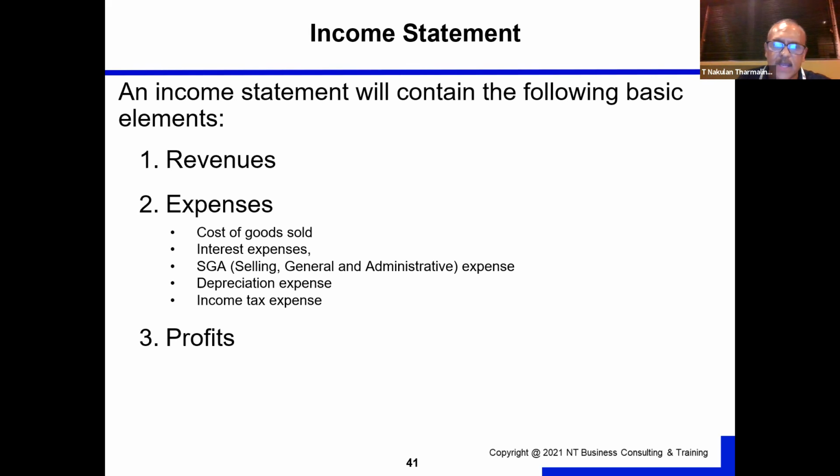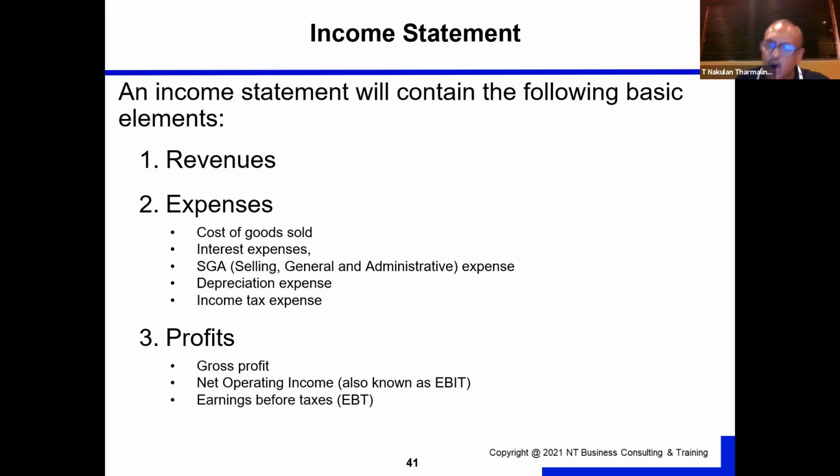And then you derive whether it's profits. Profits come in different forms at different stages. The first calculation of profit is your gross profit margin, the raw gross profit which you derive from your business. And then you have net operating income, normally known as EBIT, earnings before interest and tax. And then you have earnings before tax, known as EBT. Generally, these are the corporate terms which are being used.